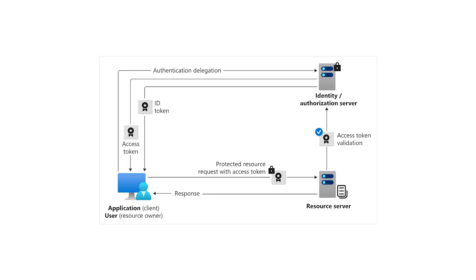IAM orchestrates a series of processes to ensure the secure and efficient management of digital identities and access to resources. The high-level authentication and authorization process is as follows. First, the user initiates an authentication request. Then, the identity provider verifies the user's credentials and sends an ID token to the client application. Next, the user consents, and the identity provider sends an access token to the client application. Then, the access token is used to request resources. And finally, the identity provider validates the access token and grants access to the requested resources.